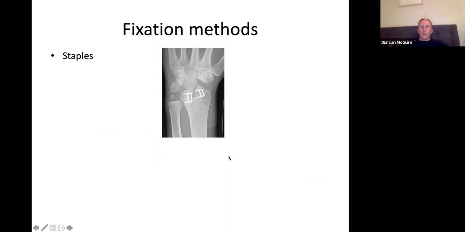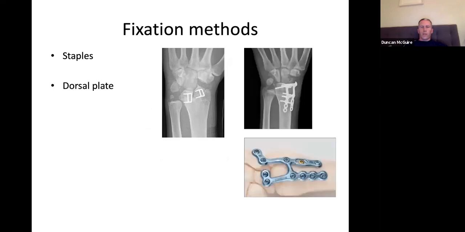There are various fixation methods. My preferred technique is staples. It's quite easy to visualize the hardware going in, and the staples are memory staples, so the legs converge, and it's quite a good technique to compress. It's good to use 2 staples in each bone because one is not rotationally very stable and can cause non-union. So staples are my preferred technique.